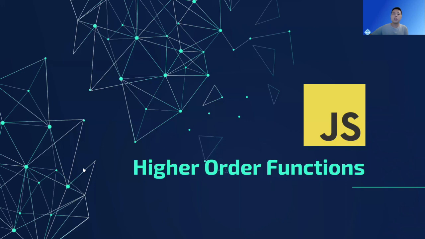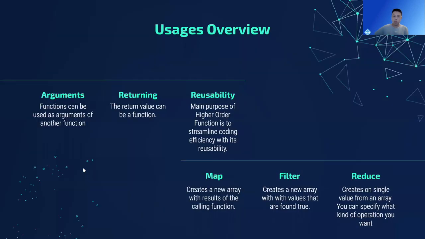So higher order functions. Higher order functions are functions that have other functions within them, and this is used for efficiency and shortcuts. Here's an overview of the functionalities of higher order functions. Functions can be used as arguments of another function. They could also be returned inside another function, and both of these combined serve the main purpose of higher order functions: to streamline coding with efficiency and reusability.